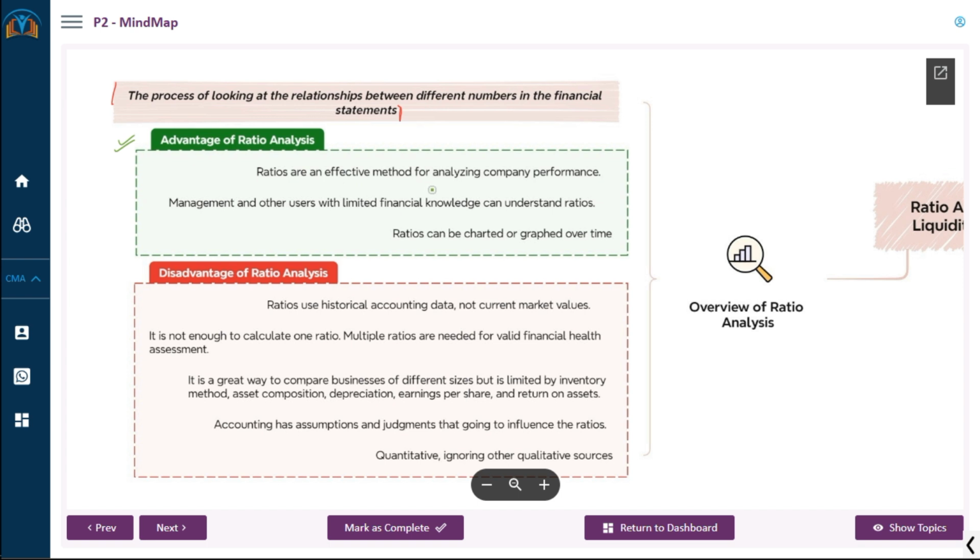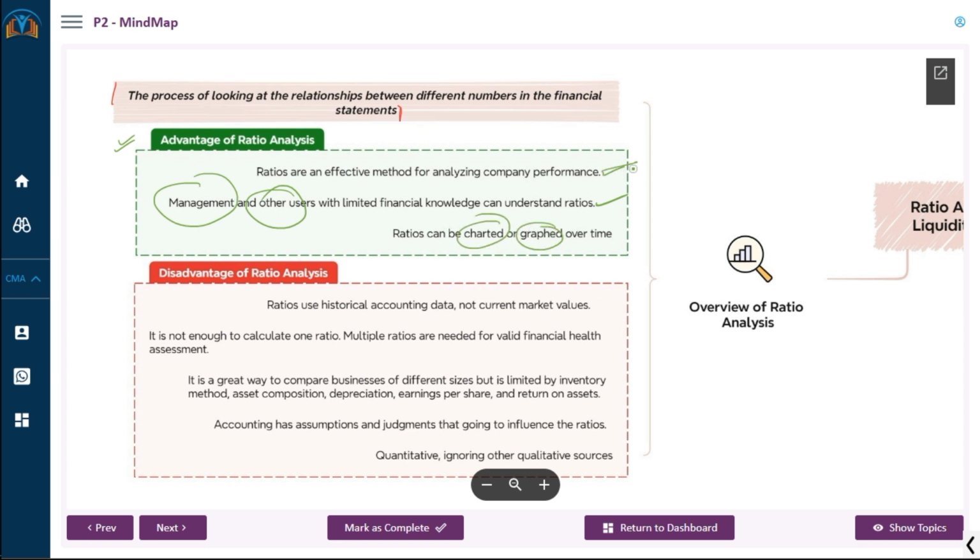Ratios are an effective method of analyzing the company's performance. It is an effective method by which you can analyze the performance of the company. Management and other users, if they have limited knowledge of financials, they can understand the ratio. So for understanding the ratio, you don't have to be a CFA, you don't have to be a CPA, you don't have to have a professional qualification. If you have limited knowledge, you can understand the ratio. And after calculating, the ratios can be charted or graphed.